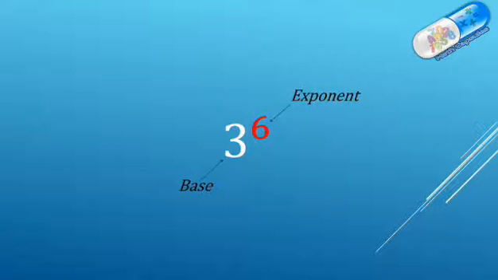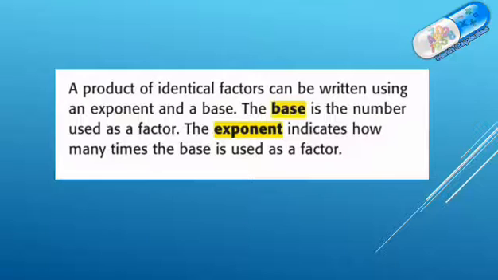So the base is raised to the exponent. So 3 and above it we write the number which is the exponent. Again, the base is the number which is multiplied by itself many times, and the exponent is the number of times it is repeated. So let's see this definition.